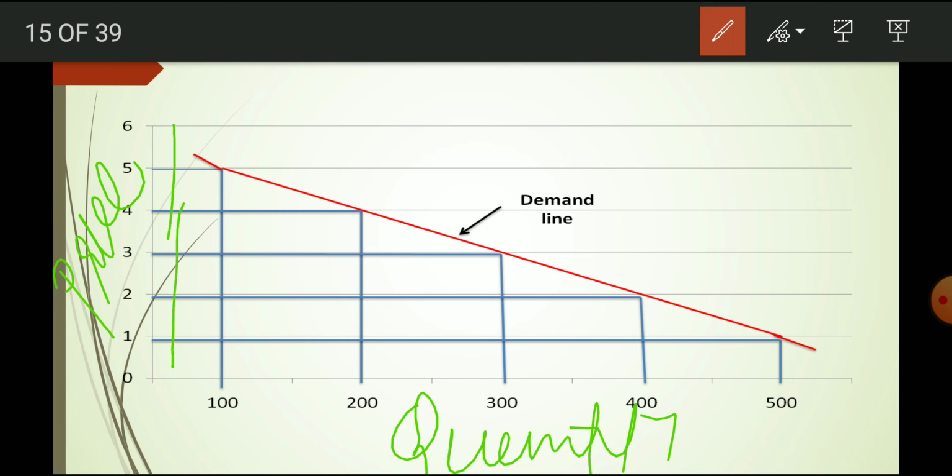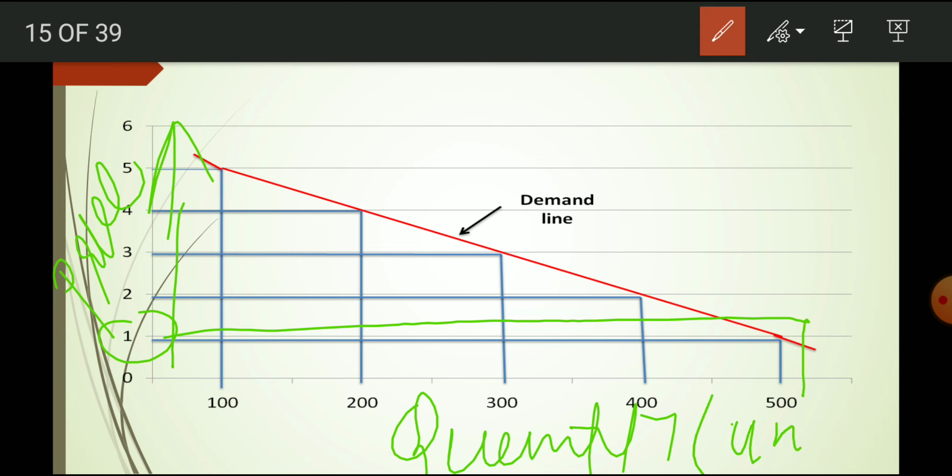So the price of the product increases: 1, 2, 3, 4, 5. At that time, whenever price is increased, demand will decrease. For example, whenever the price is 1 rupee, demand will be 500 units. Here is quantity, generally in terms of units. Quantity you can count. So whenever price is less, quantity demanded is more. Whenever price is less, demand will be more.